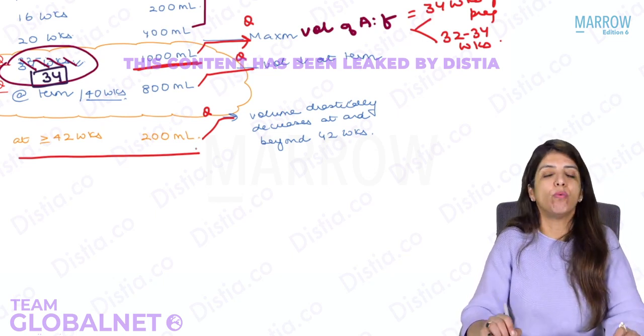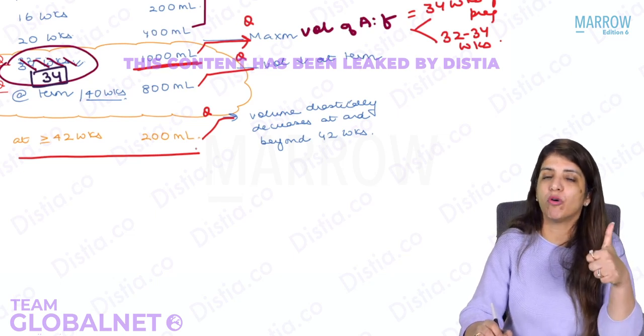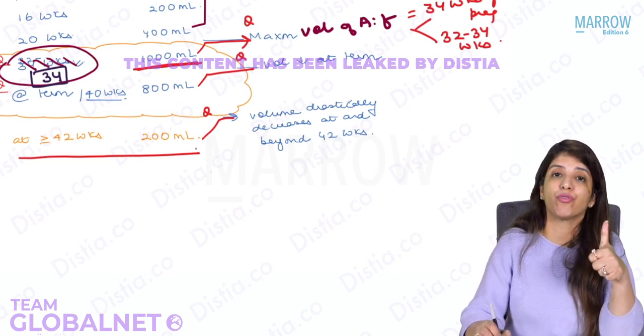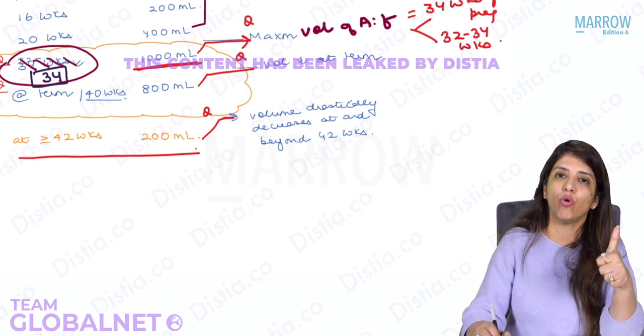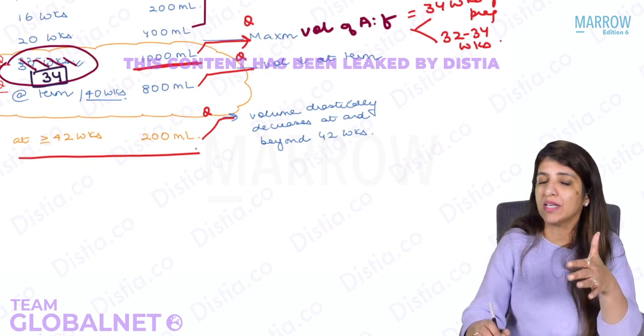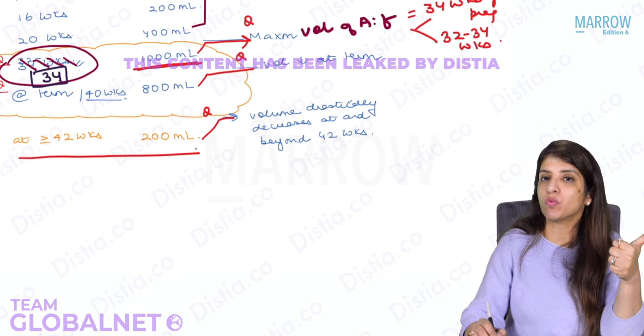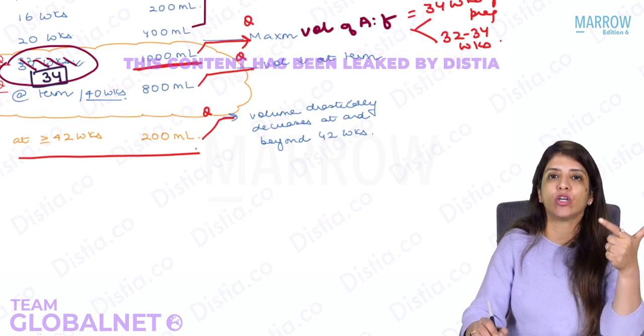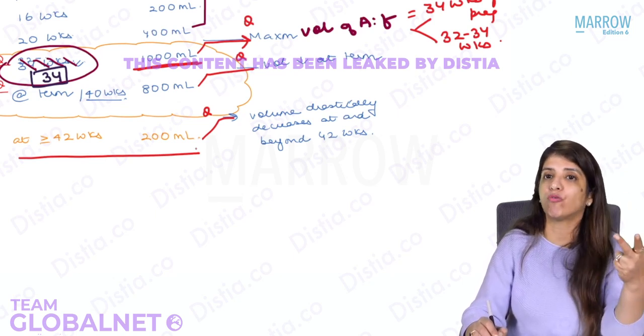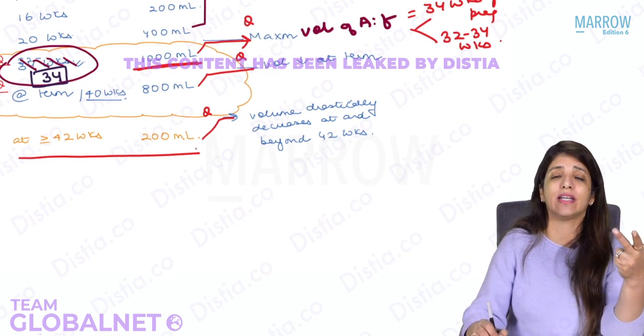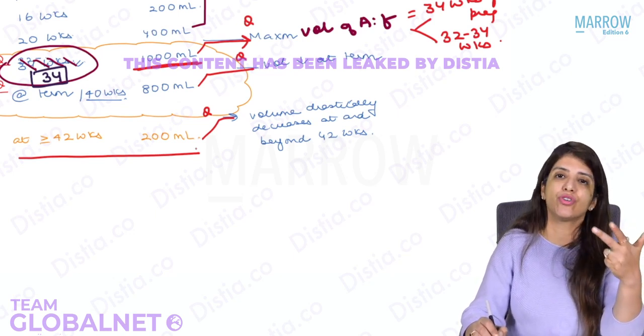Right? So over here, you have to remember when is the volume of amniotic fluid maximum? It is maximum at 34 weeks, range being 32 to 34 weeks. Then at that time, it is 1000 ml. At term, that is at 40 weeks, it is 800 ml. And then at 42 weeks, it decreases drastically and it becomes 200 ml.